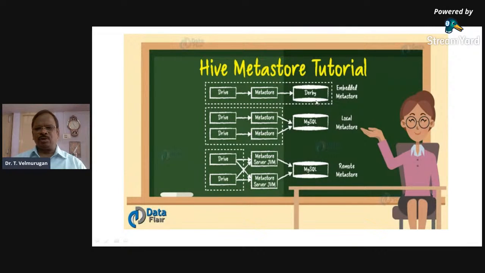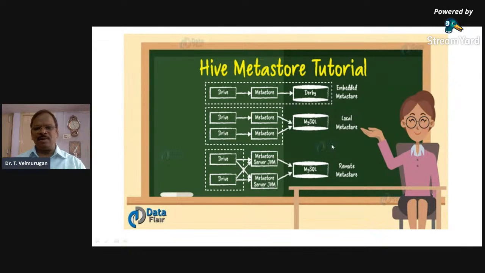There are three components, frameworks, available in Hive Metastore. One is embedded Metastore, another is local Metastore, and the third is remote Metastore. Embedded Metastore uses Derby. The driver information is locally available in your system. Your local information is extracted by using this embedded Metastore.